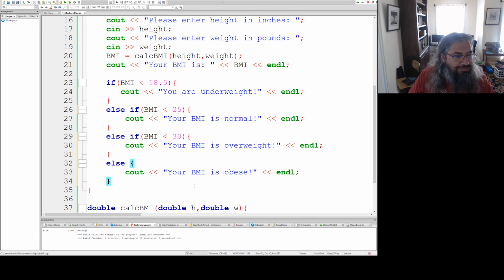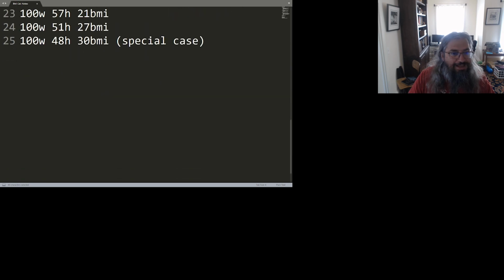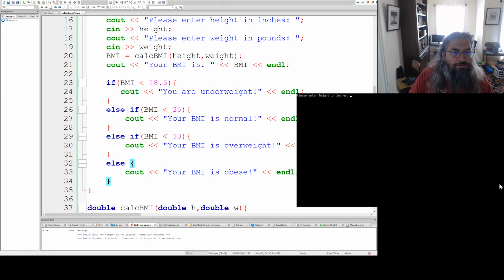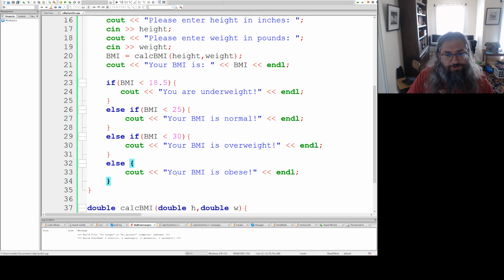So let's give this a quick test. We want to flip it over here and double check our special case, the one that was right on the border of overweight and obese. So 48 tall, 100 in terms of weight. Let's give that a run. Okay, 48 tall, 100 pounds in weight. We got 30.5 and our BMI is obese. That's great. That means we were able to hit all categories. We feel confident that we have these edge cases, no problem.